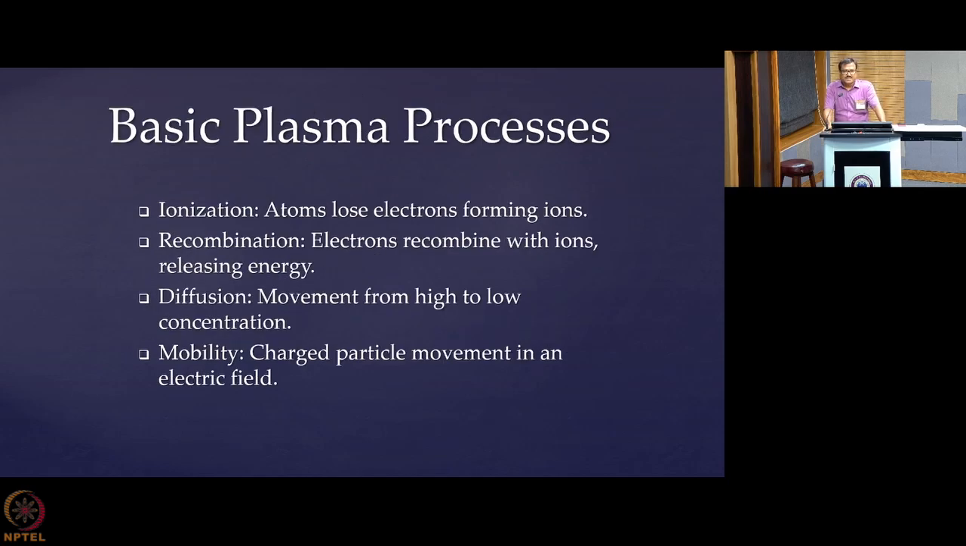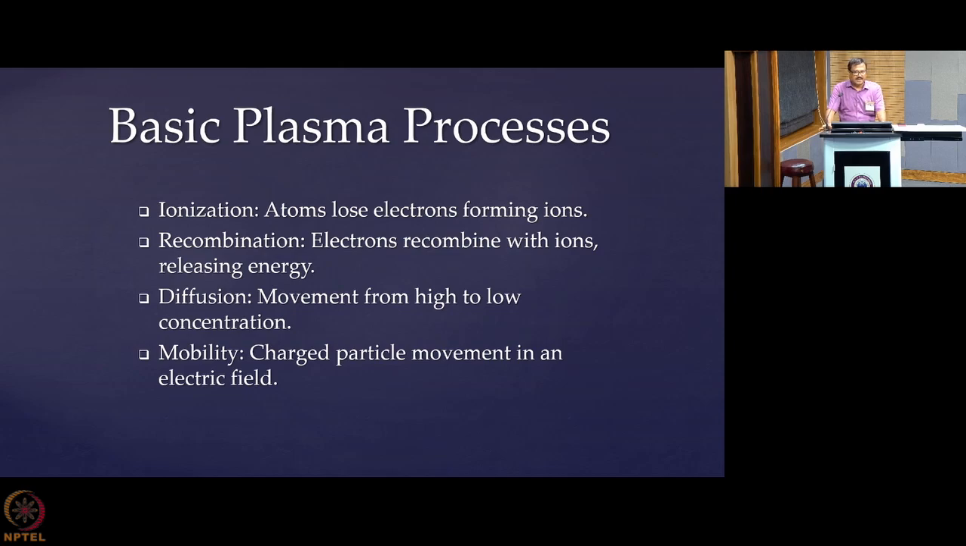Now regarding the basic processes that form the plasma, we can summarize like this. It involves ionization, where atoms lose electrons to form ions; recombination, where electrons recombine with ions and thereby release energy. Then diffusion, because of the high gradient, species move from one place to another. So the normal convention of diffusion.